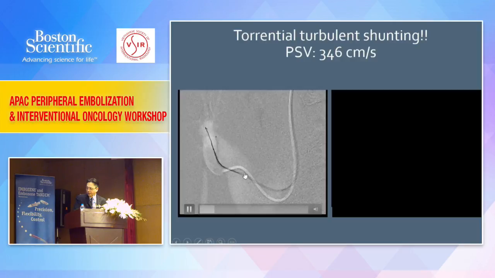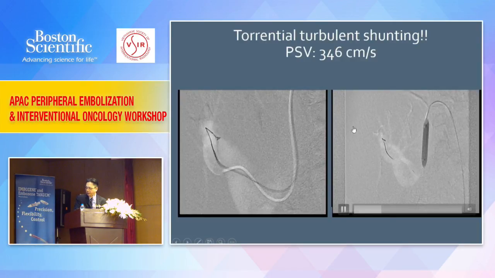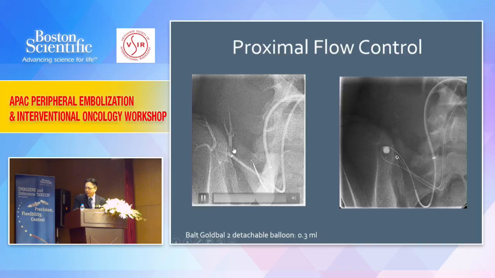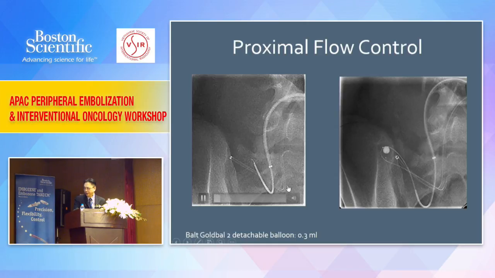Anyway, remember this was earlier what they have done. I put one guiding catheter into the renal artery. This is a 6-French neuro guiding catheter. Sorry, this is in the renal artery. Another catheter into the renal vein.